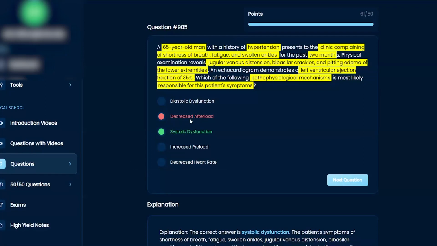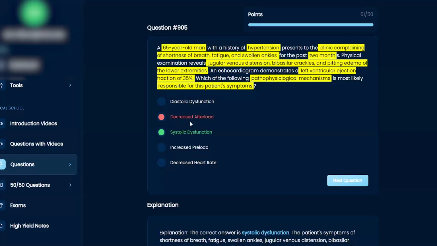Because you have less resistance in the arterial system. And then increased preload, that's like high cardiac output failure, right? That means like an AV malformation or something like that that's getting more preload. And then decreased heart rate means so many different things, but that's not going to cause the issue here. So the best answer is going to be systolic dysfunction, which is a low ejection fraction.